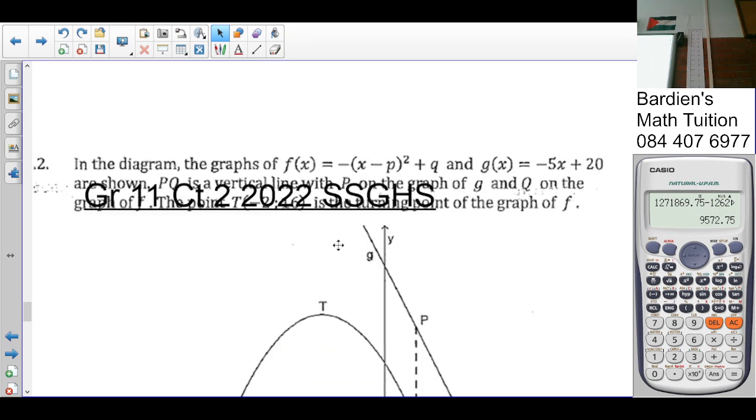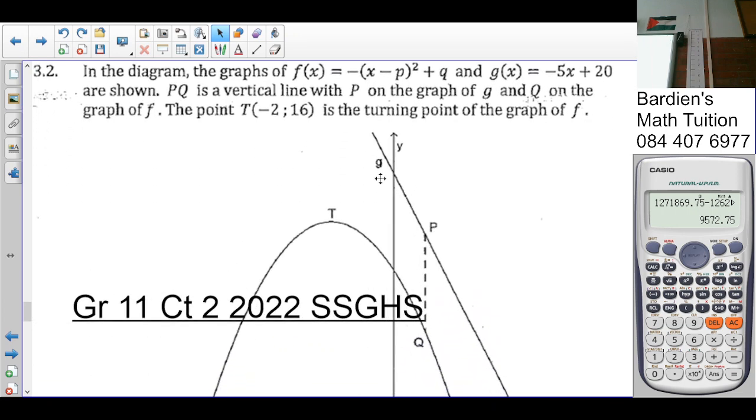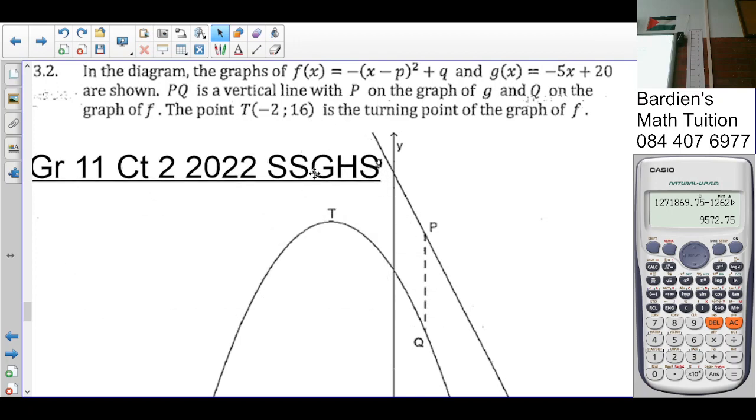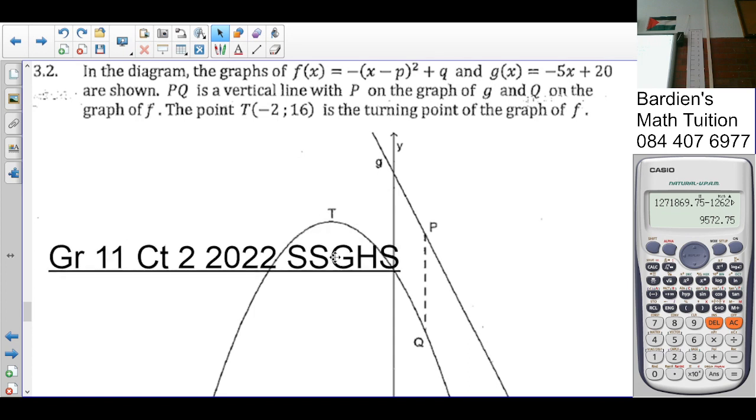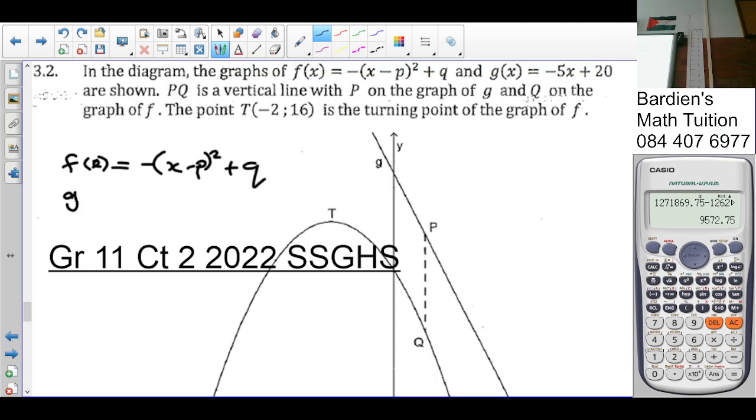Table 3.2, the question says, in the diagram, the graph of f of x equals negative open brackets x minus p squared plus q, and g of x equals negative 5x plus 20. So the equation of the g of x graph is given there. So I'm just going to write this down here. It's going to be f of x equals negative, open brackets, x minus p squared plus q, whilst g of x is equal to negative 5x plus 20.